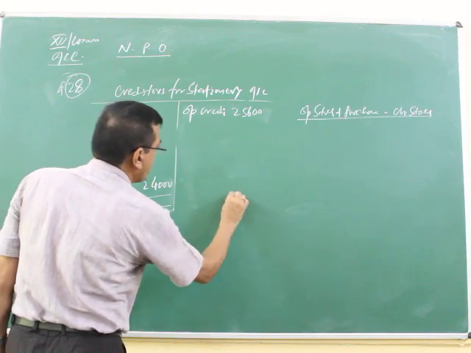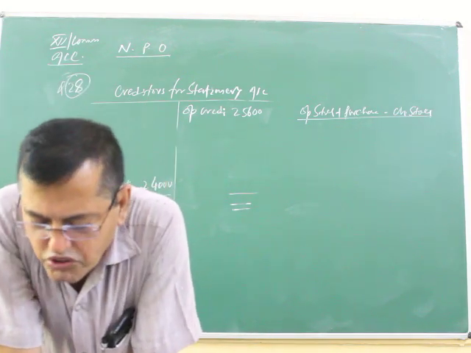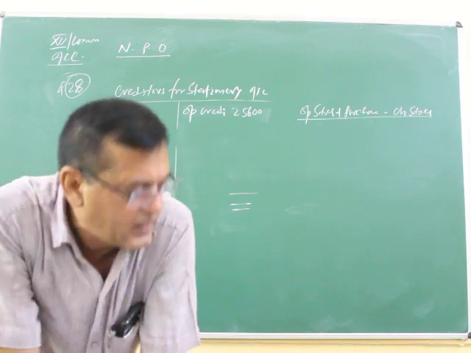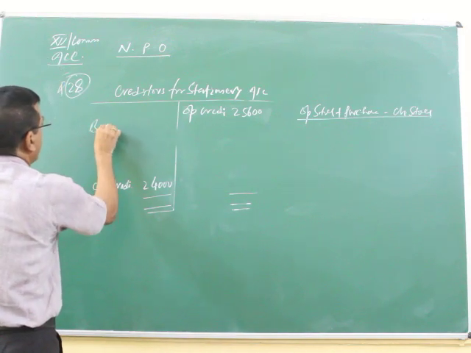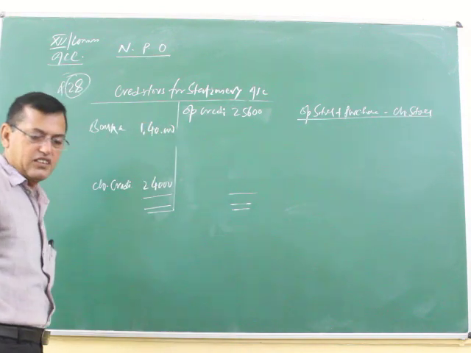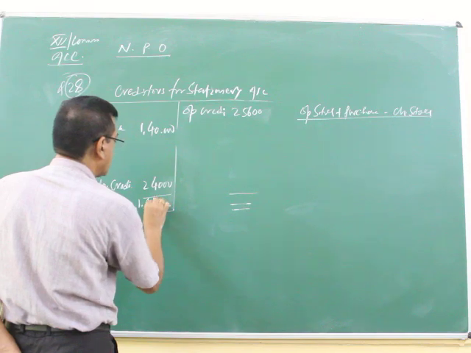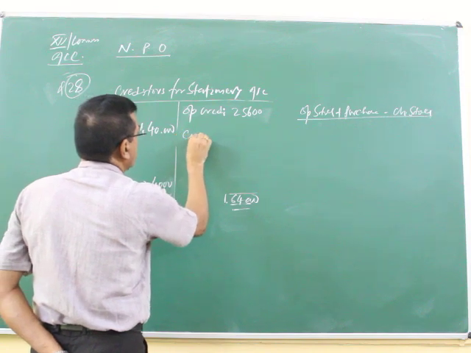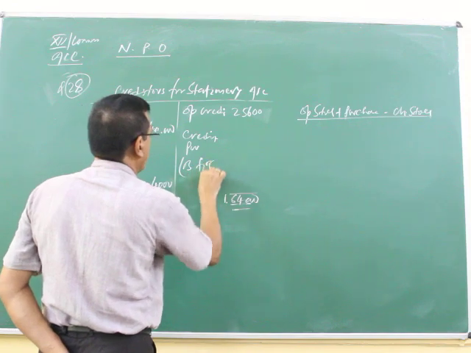After this, see any amount which the organization has paid to the creditors? Yes, in this question it has given amount paid for stationery during the year, 1,40,000. Cash paid to the creditors, to cash you may write to bank account. Clear? 1,40,000 paid already. It is given in the question. Now total here, 1,64,000. It means the balancing figure you get is what? Credit purchase. That is the balancing figure that will come.